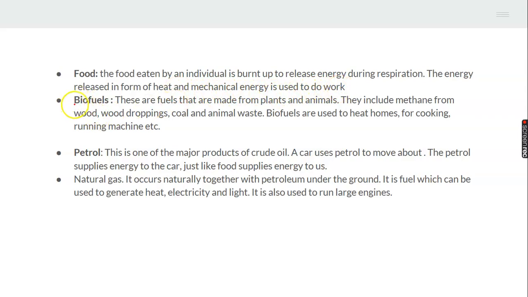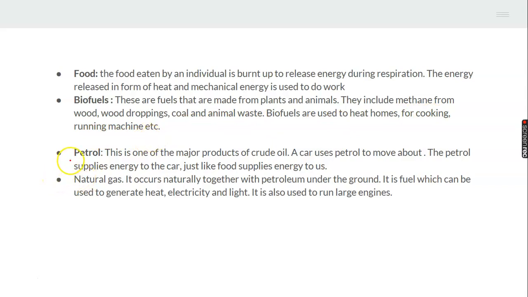So the next one on our list is biofuel. Biofuels are fuels that are made from plants and animals. They include methane from wood, droppings, coal, and animal waste. Biofuels are used to heat homes, for cooking, running machines, and so on.